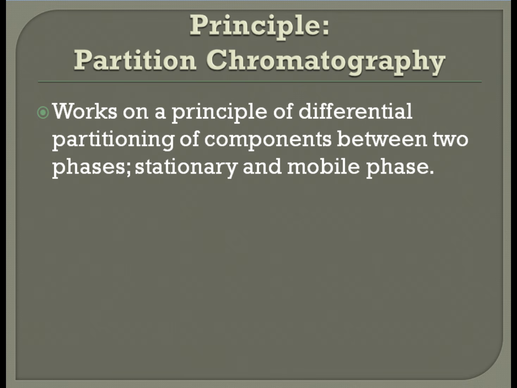So different components in the mixture dissolve in the solvent differently. Some components like the paper more, so they move slowly. Others like the solvent more, so they move faster. Because of this difference, the components get separated from each other. This is how partition chromatography helps us separate a mixture.